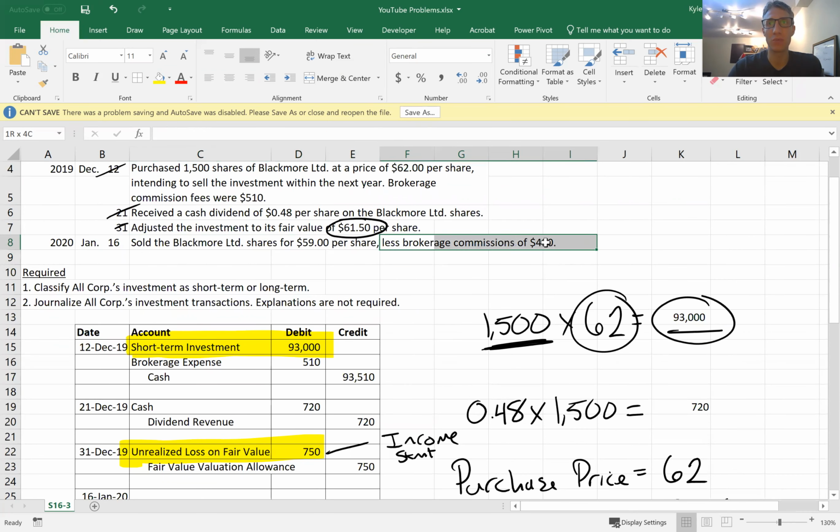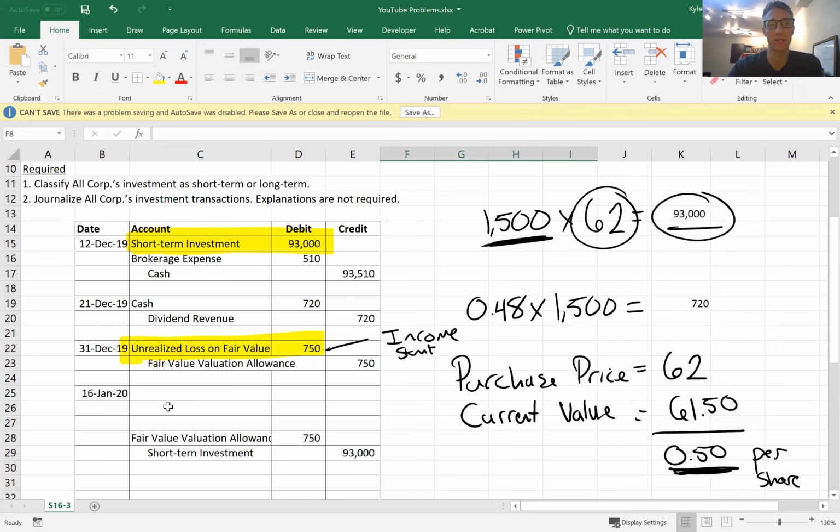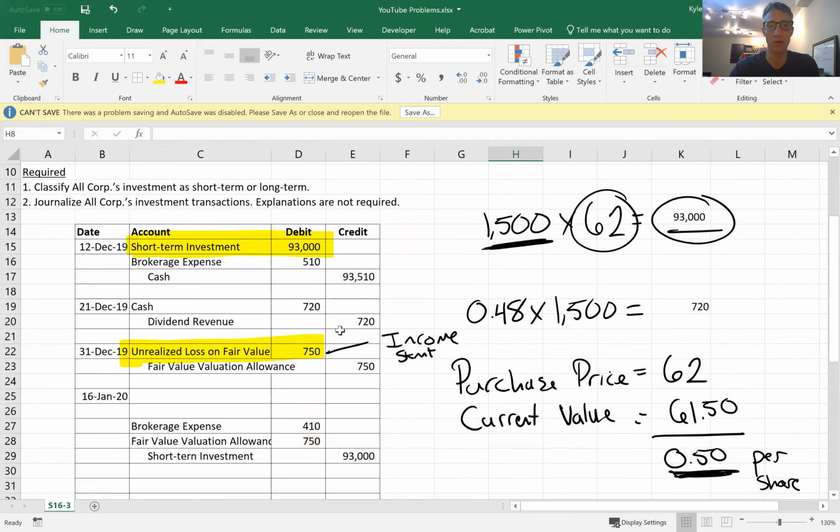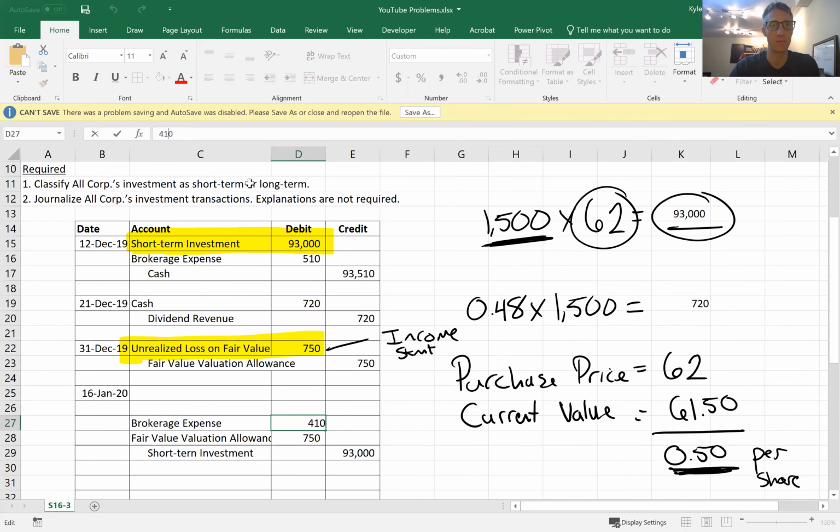And they have this brokerage commission of $490. So the brokerage commission is an expense that's going to show up on the income statement. So I could start with that next. I could say, you know what, my brokerage expense, or my brokerage commission fee, or whatever I want to call it, is going to show up in the income statement. And I believe it was 410. No, it was 490. And of course, they are going to get cash for selling this investment.